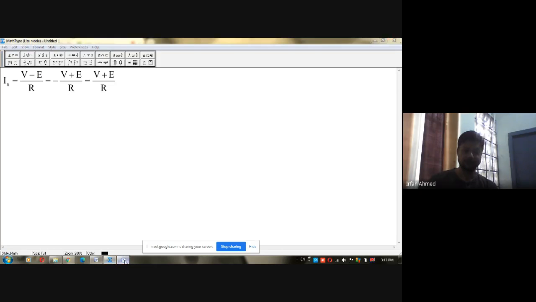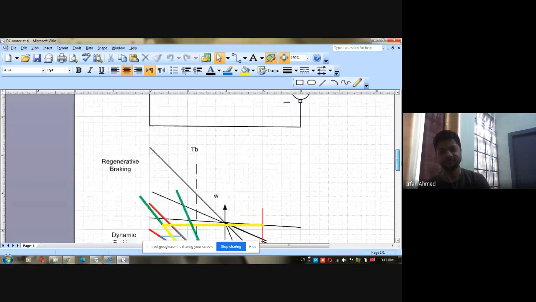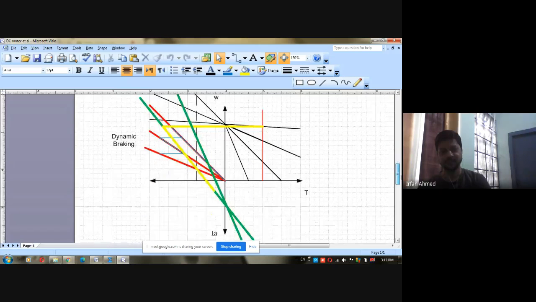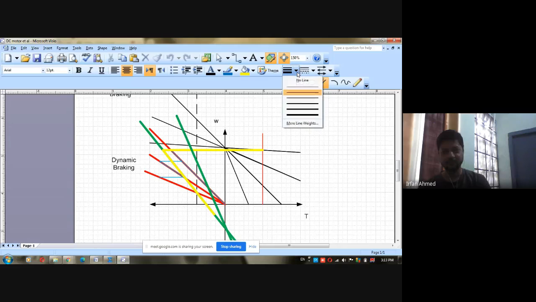How is that possible? How can you reverse the polarity of E? Sir, if we rotate the motor in opposite direction. Yes. How will you rotate the motor in opposite direction without changing the supply?